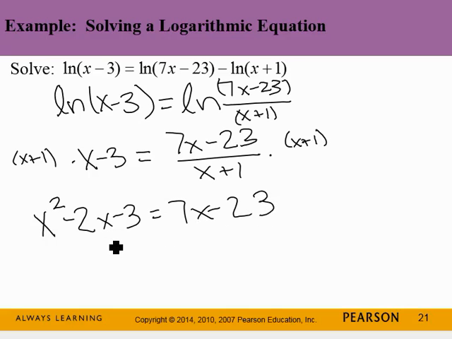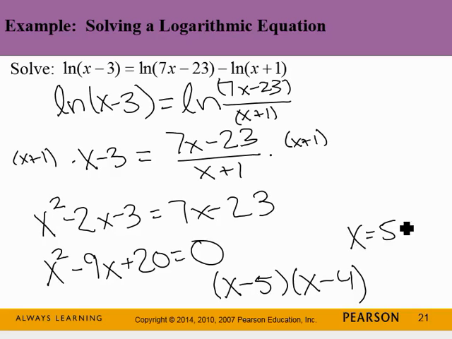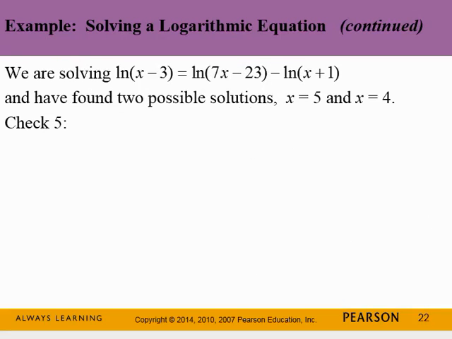We're going to combine all like terms on our left side, so we'll set the right side equal to 0. You should end up with x squared minus 9x plus 20 equals 0. We'll use our factoring ways, and you should get (x minus 5)(x minus 4). So we have x equals 5 and x equals 4. We need to go and check these now. So we're going to check 5. We're going to plug 5 in for our x and see what happens.